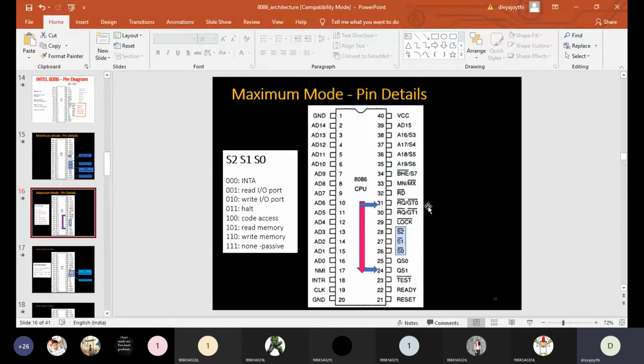See here, maximum mode. Try to observe what is the difference between pin number 24 to pin number 31. See, pin number 24 and 25 are named QS1 and QS0. So pin number 24 and pin number 25 will be giving information related to the Q.